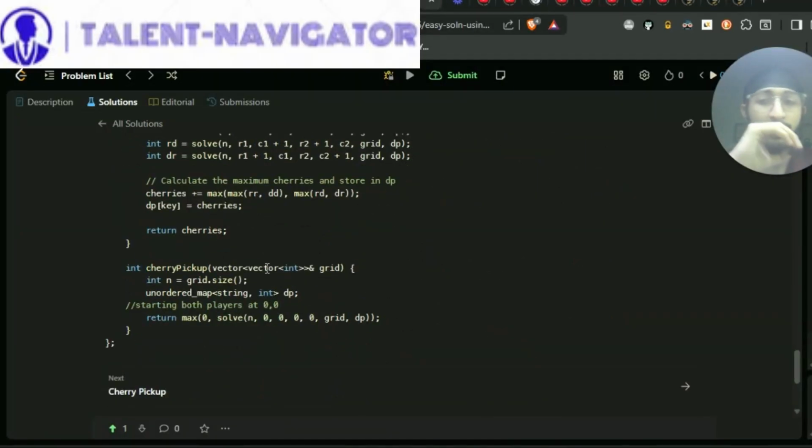So firstly, cherry pickup is the main function. We pass the number of rows and columns. We consider this dp, an unordered map of type string comma int, and we start both the players at 0,0. So we return this max of 0 and solve.